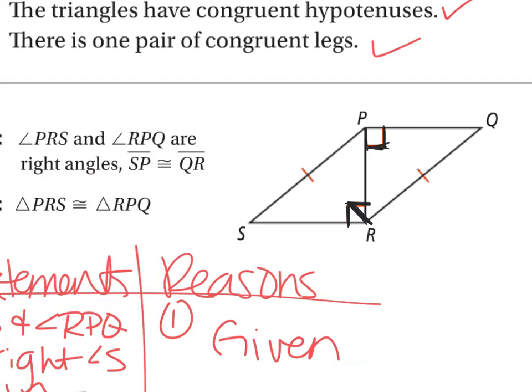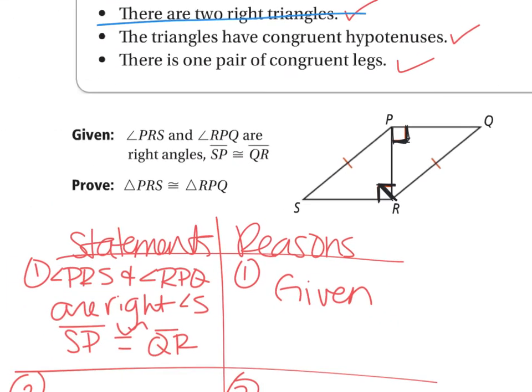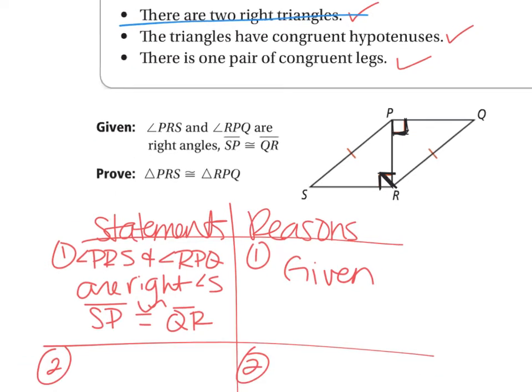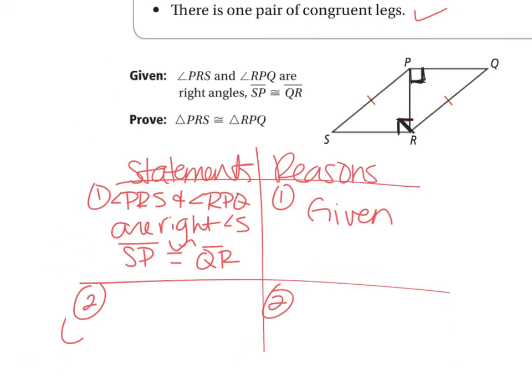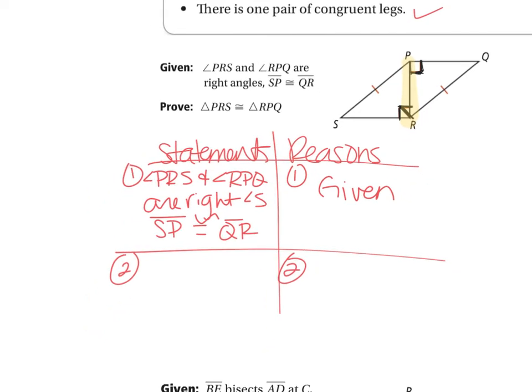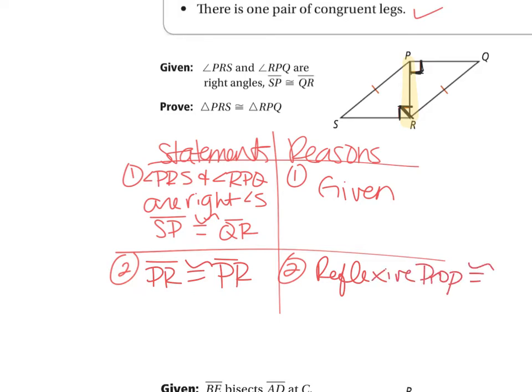Same thing for over here. That's the right angle. It points at the hypotenuse. So then they give us two hypotenuses are congruent. Perfect. So all we have left to prove is that there's a leg congruent. And you see the leg? It is that reflexive side, right? Okay, so let's write it. We can say PR is congruent to PR because of the reflexive property of congruence.